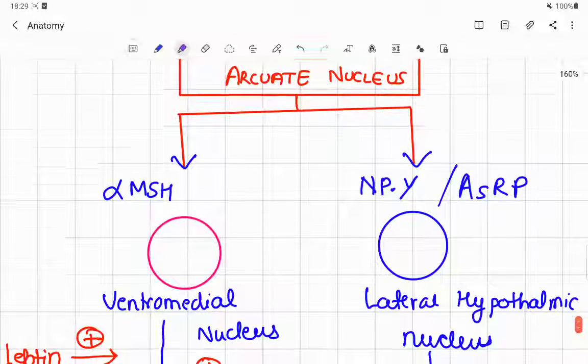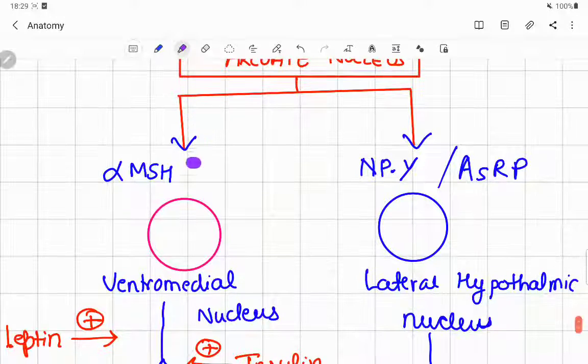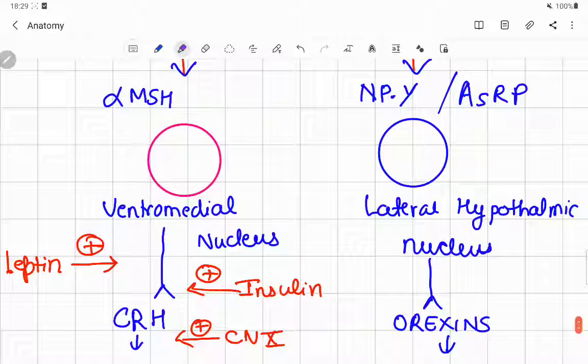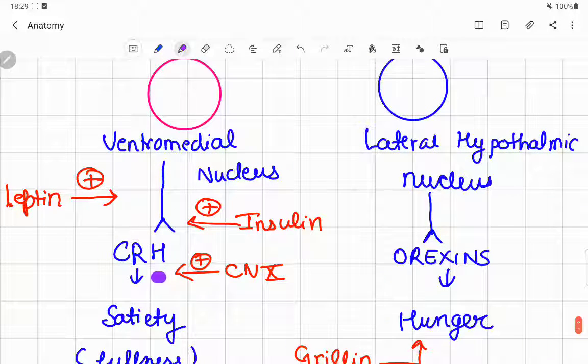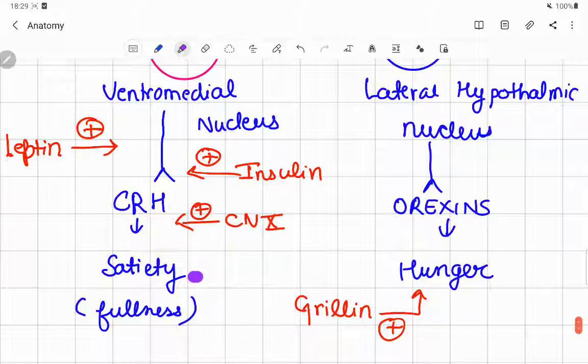So this is the arcuate nucleus. It releases alpha melanocyte stimulating hormone and neuropeptide Y and several other chemical factors, the names of which you need to remember. It releases this alpha melanocyte stimulating hormone and it acts on the ventromedial nucleus. This in turn releases CRH, the corticotropin releasing hormone, which is responsible for maintaining a state of satiety in the human body, which is the feeling of fullness that you need not eat any further.